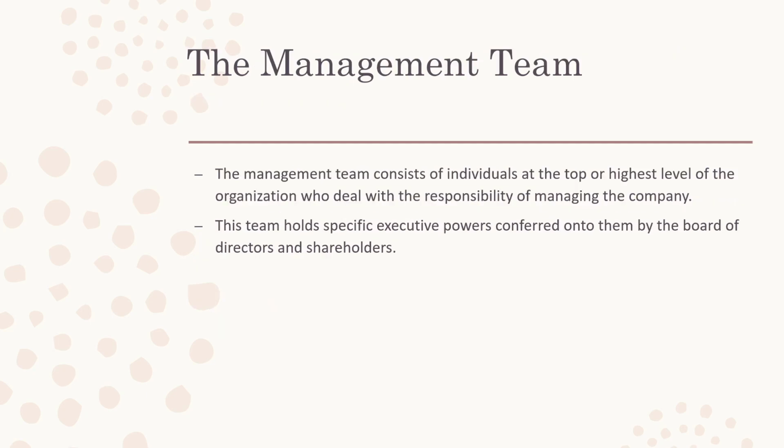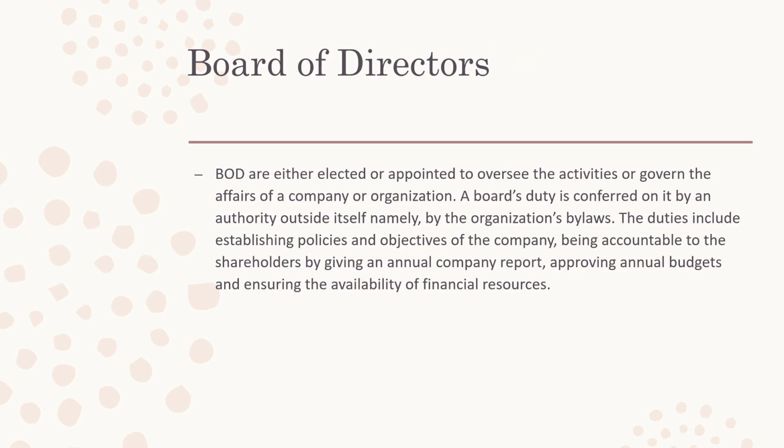Then we have the management team. The management team consists of individuals at the top or highest level of the organization who deal with the responsibility of managing the company. Those who are managing the company, so that's why it's called the management team. This team holds specific executive powers conferred onto them by the board of directors and shareholders. So they have influence in the company.